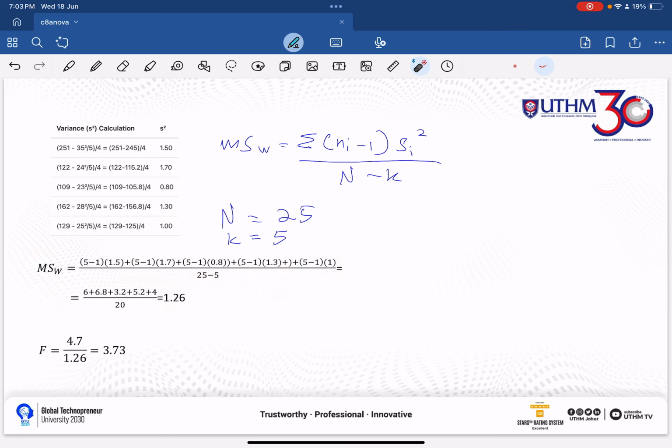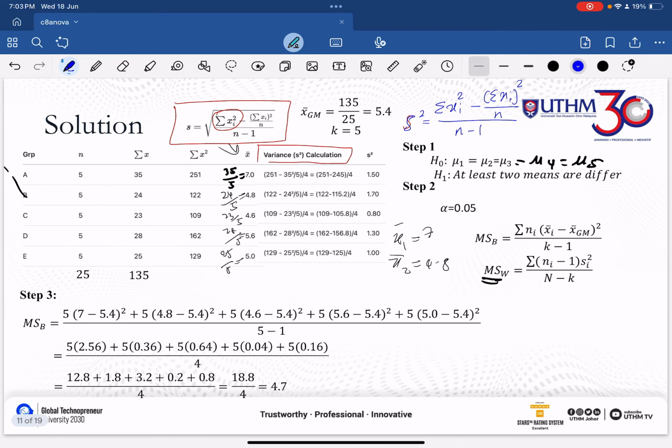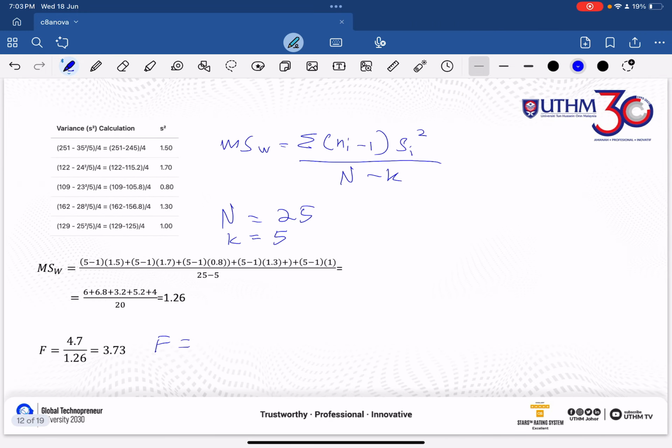Then we need to substitute the mean square within and between into the F formula. So the F formula is equal to MSB over MSW. So 4.7 divided by 1.26, you get 3.73. Okay, done step 3.